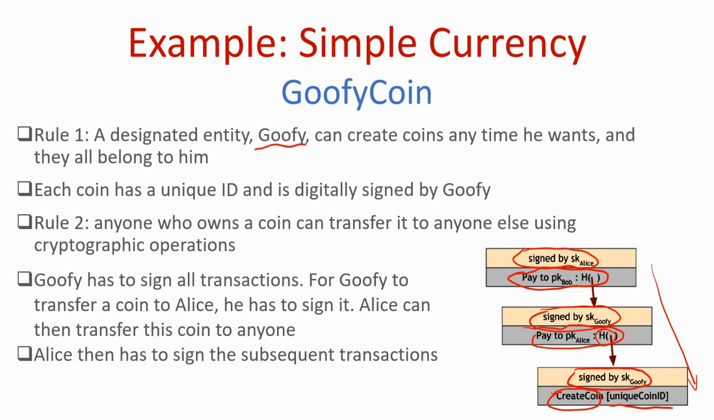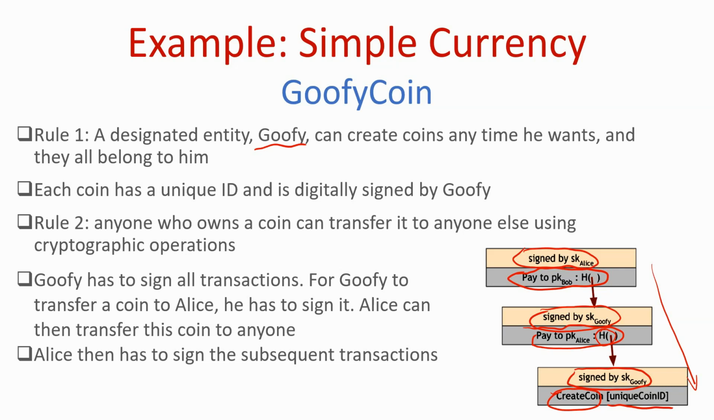So in this simple currency, we don't actually have a blockchain. We don't have a tamper-proof ledger. Basically, Goofy generates coins, sends them to someone, and then whoever has the coin can then send it to someone else. Now, this shows us actually why we need a blockchain.